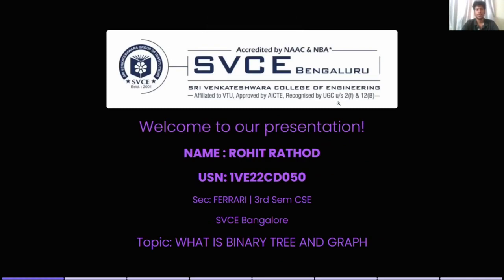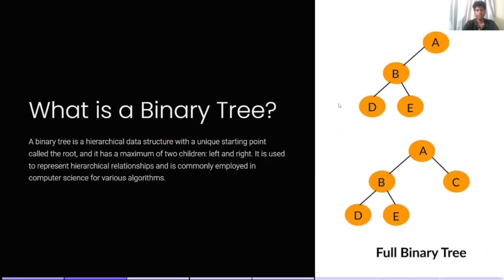Today we will be discussing what is a binary tree and graph. What is a binary tree? A binary tree is a hierarchical data structure with a unique starting point called the root, and it has a maximum of two children, left and right. It is used to represent hierarchical relationships and is commonly employed in computer science for various algorithms.